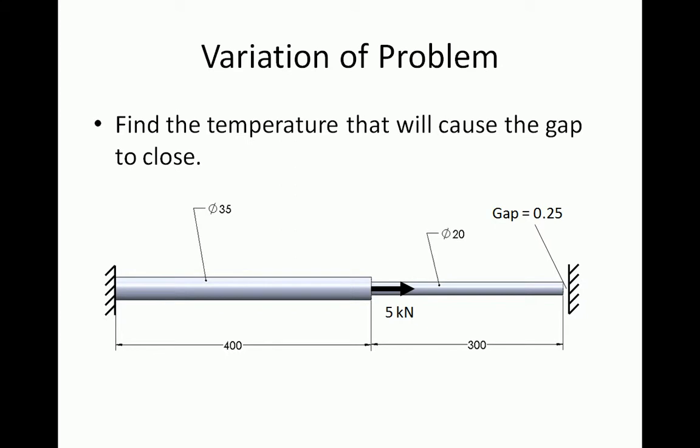Now, there is a variation of this problem we can look at. We saw that when the temperature change was 15 degrees, in other words, when the temperature was 30 degrees, 15 degrees above the starting temperature of 15 degrees C, the gap was closed and we had developed compression in the right-hand part of the bar here. So we could ask, what temperature will cause the gap to close exactly?